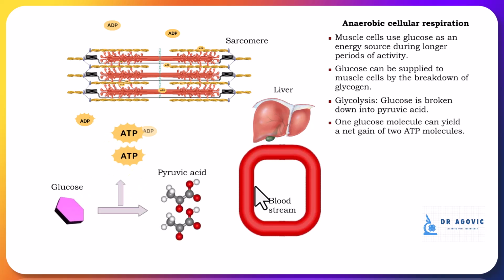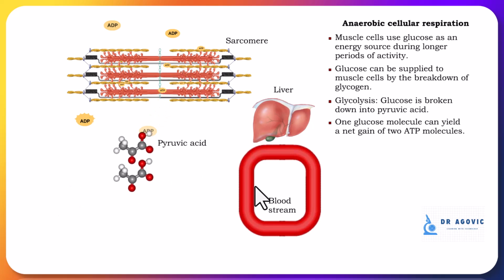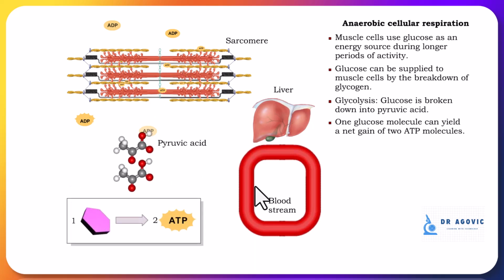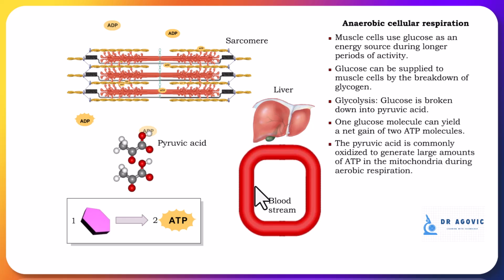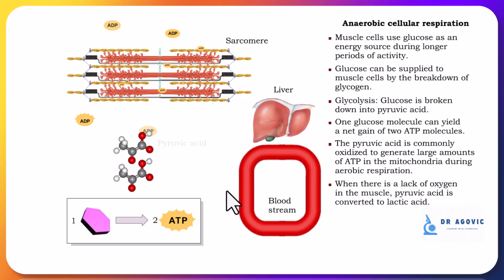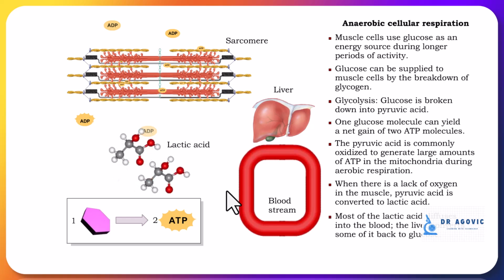The reactions which convert glucose to pyruvic acid use 2 ATP molecules, but produce 4, for a net gain of 2 ATP molecules. Normally, during aerobic respiration, pyruvic acid is oxidized in the mitochondria, producing large amounts of ATP. However, during some activities, not enough oxygen is available to completely break down pyruvic acid. In such cases, the muscle converts it into lactic acid.